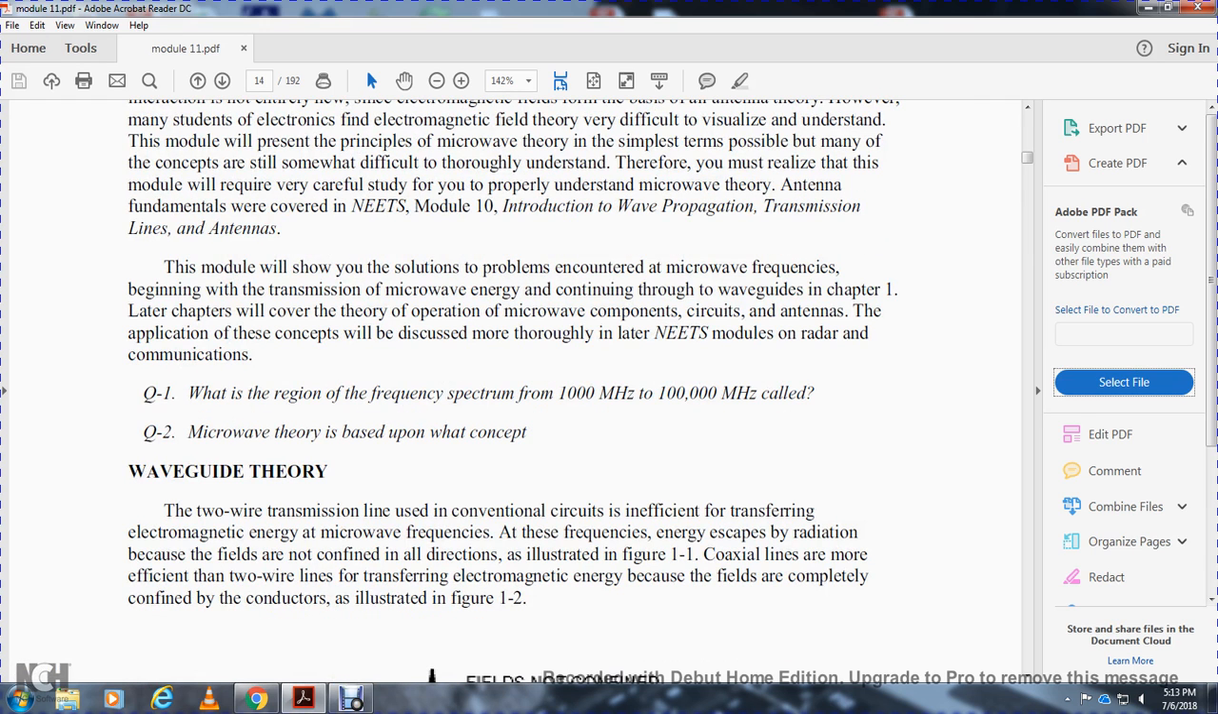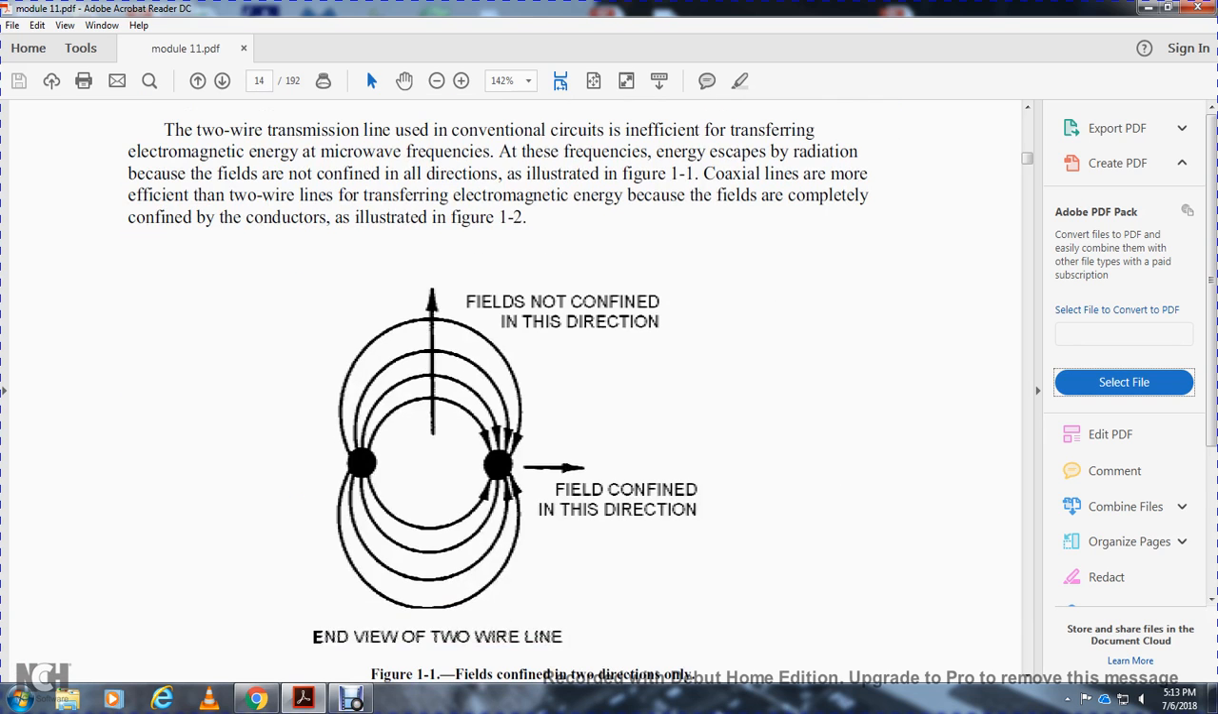Waveguide theory. A two-wire transmission line is a conventional circuit, but it is inefficient at transferring electromagnetic energy at microwave frequencies. At these frequencies, energy escapes by radiation because the fields are not confined in all directions, as illustrated in Figure 1.1. Coaxial lines are more efficient than two-wire lines for transferring electromagnetic energy because the fields are completely confined by the conductors, as illustrated in Figure 1.2. Figure 1.1 shows the fields confined in two directions only.